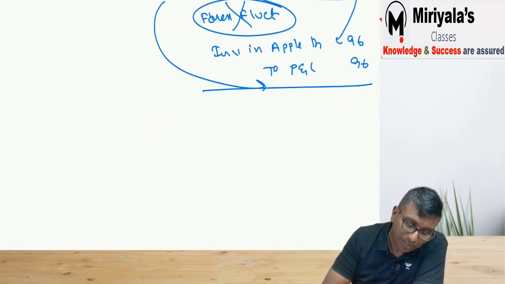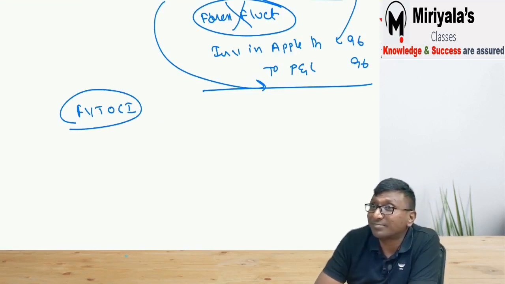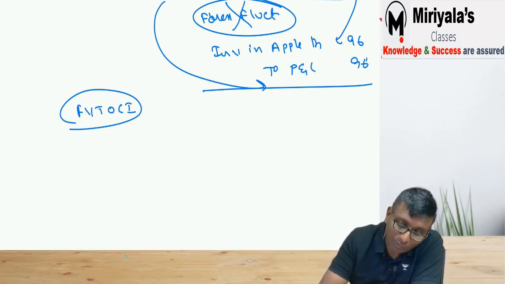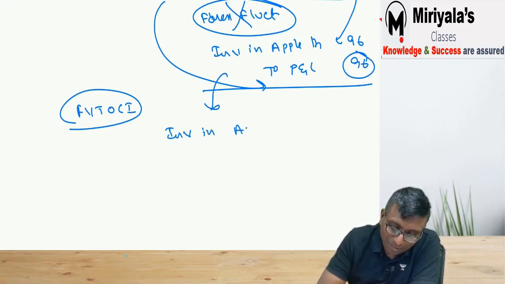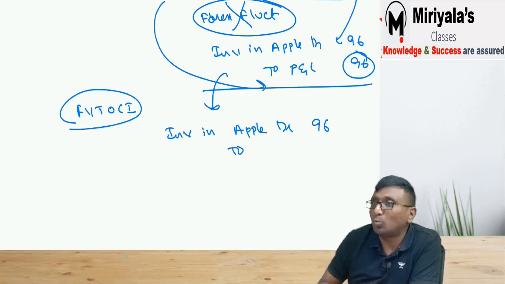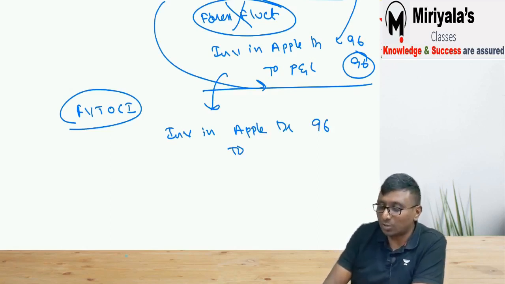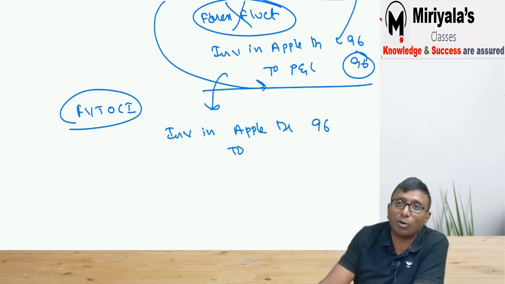Now, one question. Suppose, sir, I have classified this item as FVTOCI. Correct. Now, how did I classify? OCI. OCI means it should go to the investment fluctuation reserve, IFR. Now, how much will go to the investment fluctuation reserve? This is the question. First debit I know: investment in Apple, I know it very well. Investment account debit 96. Foreign exchange fluctuation account, how much? OCI IFR, how much?